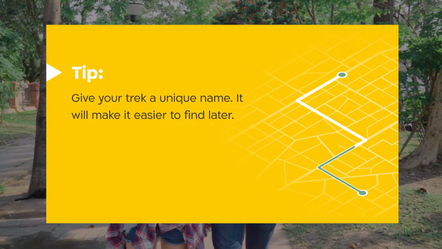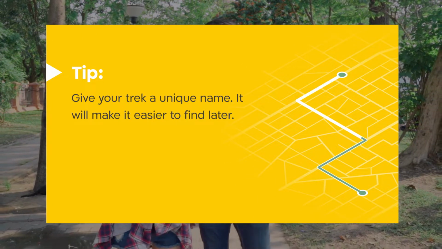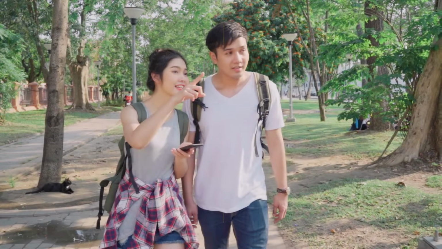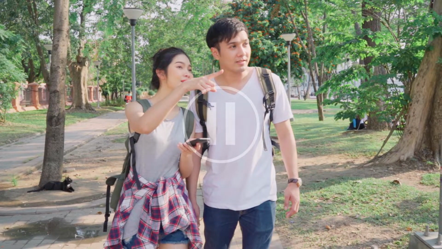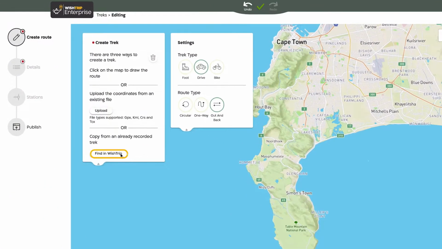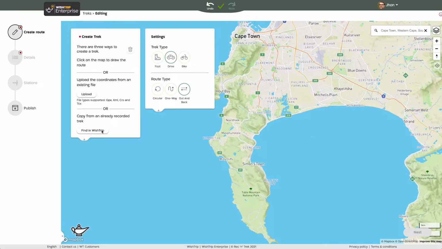Tip: give your trek a unique name. It will make it easier to find later. Go ahead, pause. We'll wait for you right here. All done? Great. Now click Find in Wishtrip and let's find your trek route.